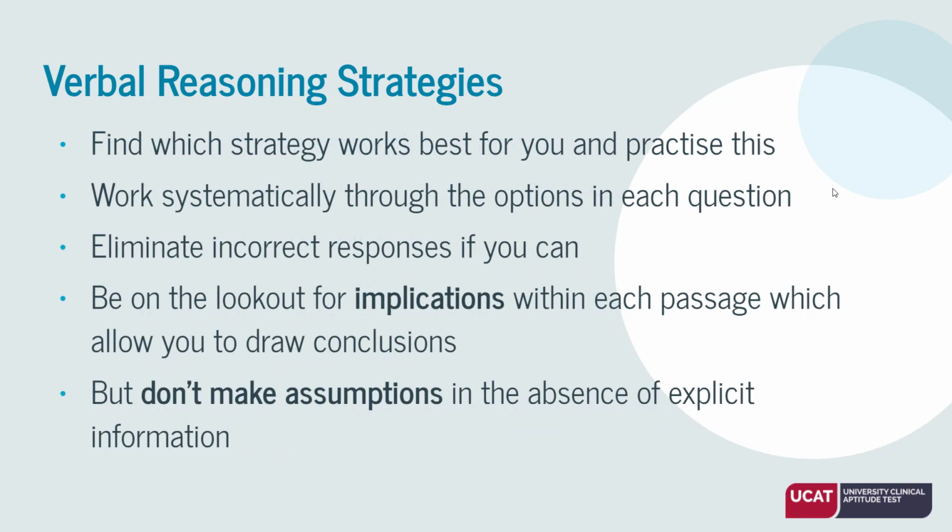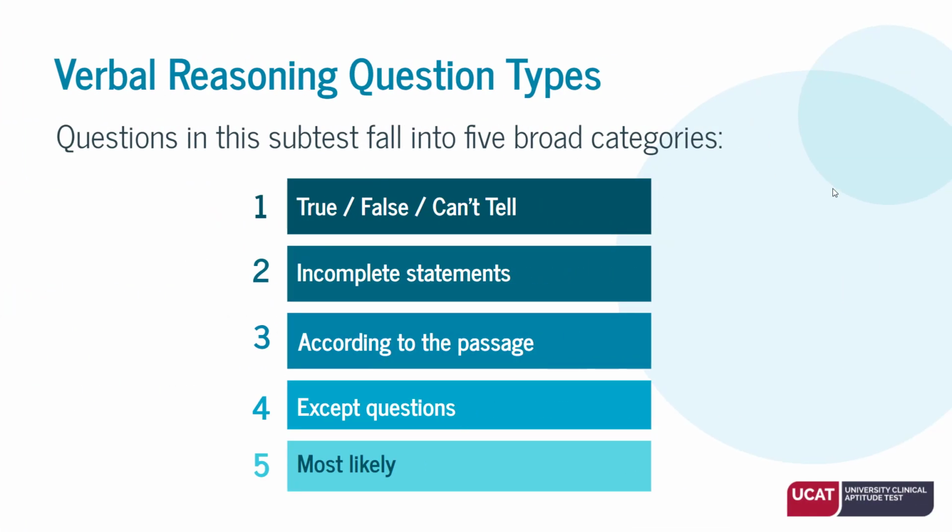Find the strategy that works best for you. Again, try and combine strategies where possible, like I just did with that one: skim read and find the keywords. And the more you can combine key strategies together that do not overlap with each other, the better chance you're going to have of answering it very quickly. So there are 5 broad categories.